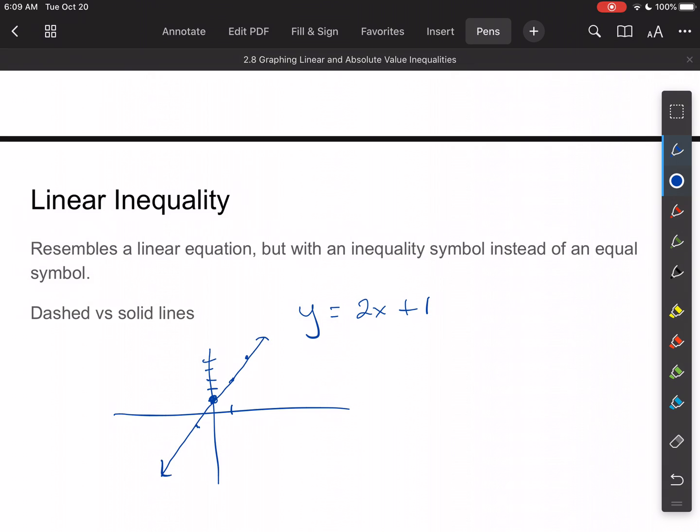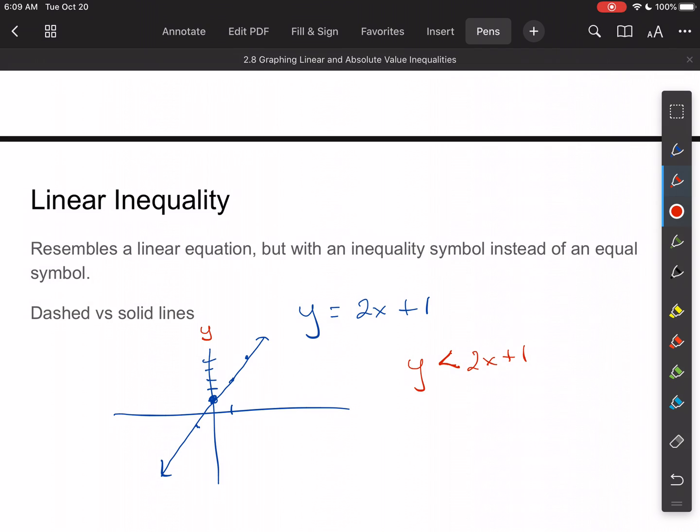So we've got this line. For today, with a linear inequality, we're going to ask what happens when y is less than 2x plus 1. If that's the case, we're looking for all the y values, so anything up or down, in this case down because it's underneath. The y value is less than this line.